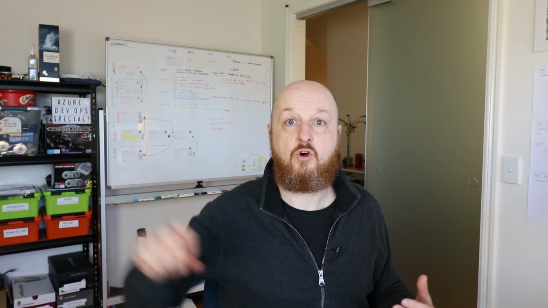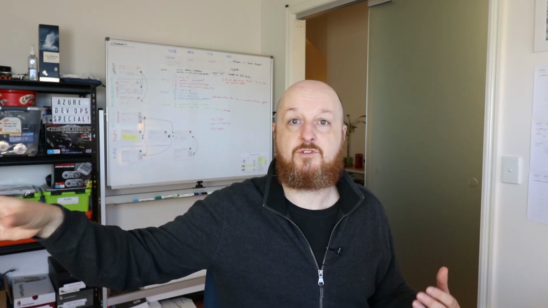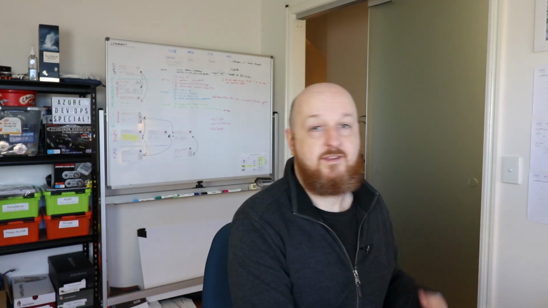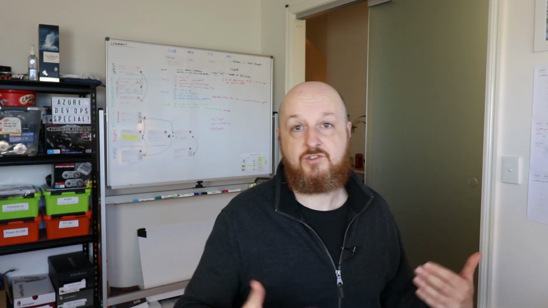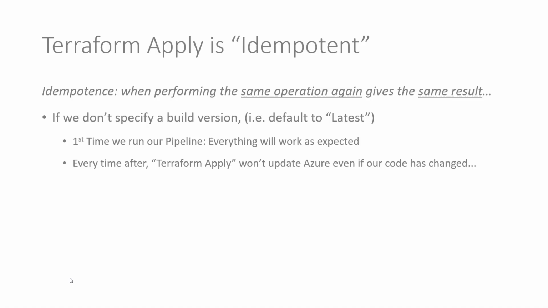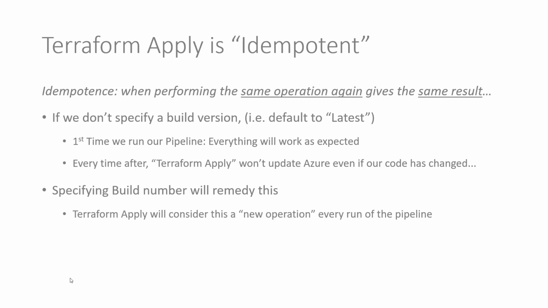And so nothing will happen. It won't actually deploy a new image down to Azure. So that's where idempotency comes in. You could run it again and again and nothing will change, because as far as Terraform is concerned, it's the same operation. So specifying a build number will actually remedy this.